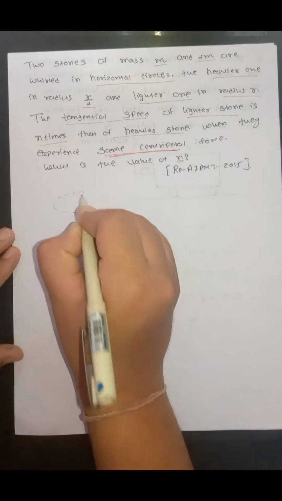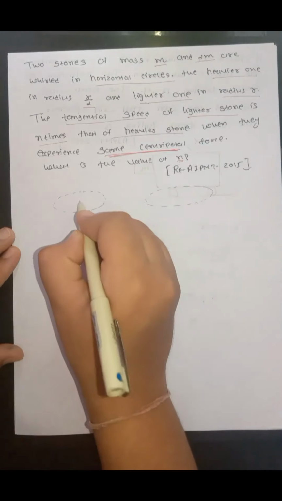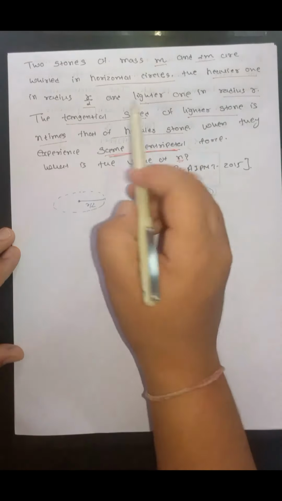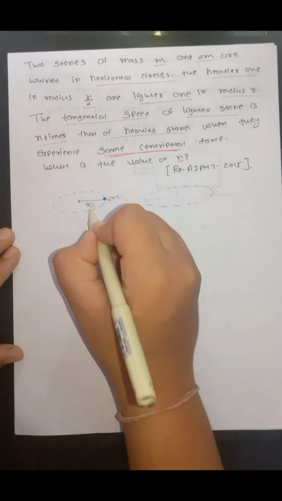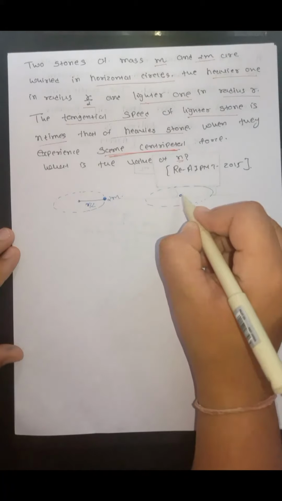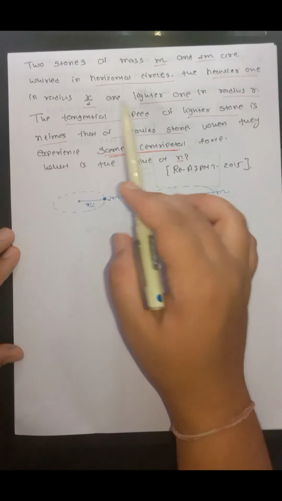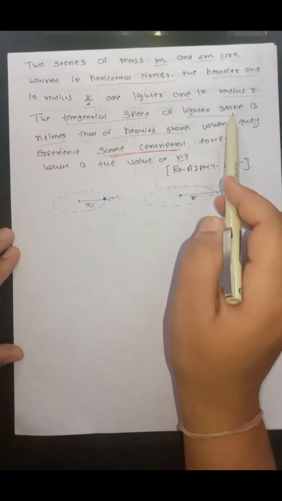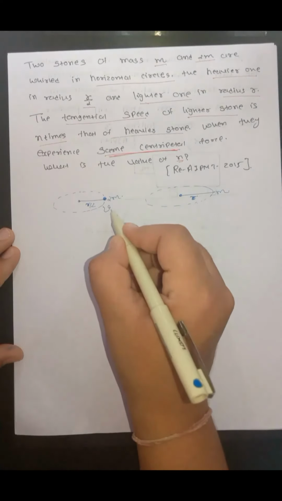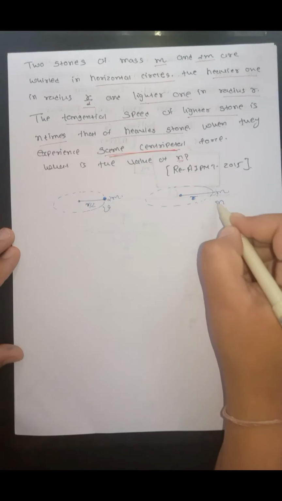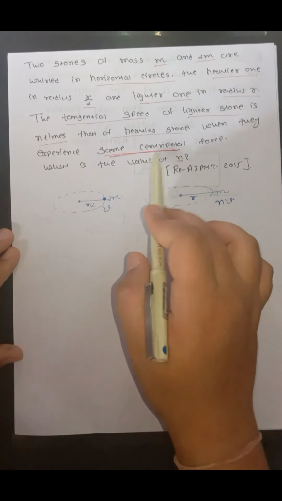Two masses are revolving in two different circles. The heavier one in radius r by 2. So the mass 2m will revolve in circle of radius r by 2, and the lighter one in radius r. Now it is given that the tangential speed of lighter stone is n times the heavier stone. Let's say the tangential speed of heavier stone 2m is v. So the tangential speed of the lighter stone will be n times v. It is given that they are experiencing same centripetal force.